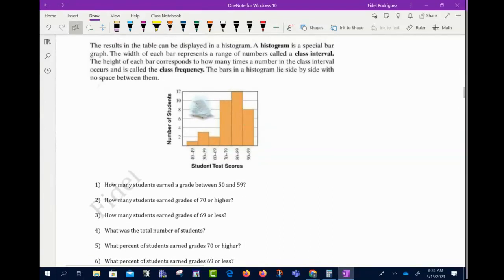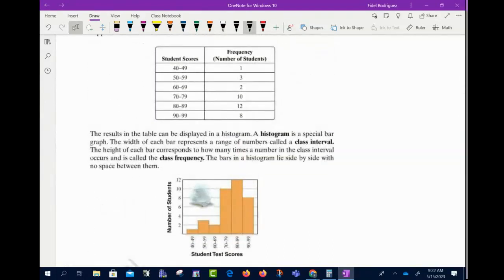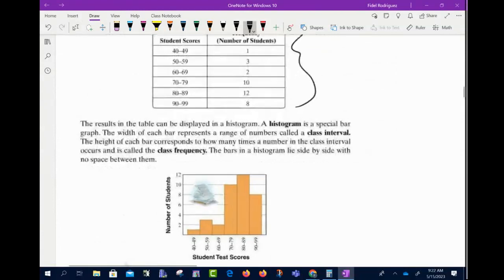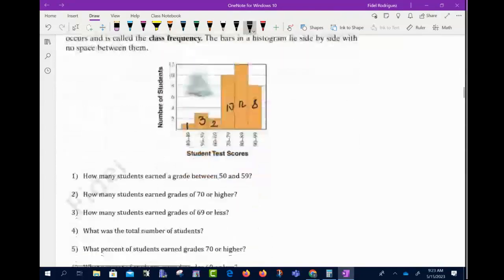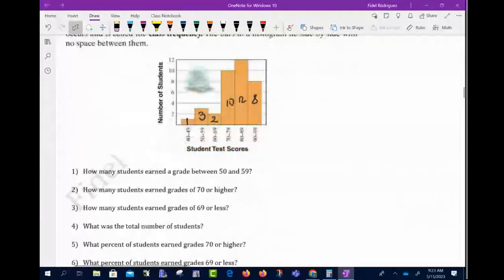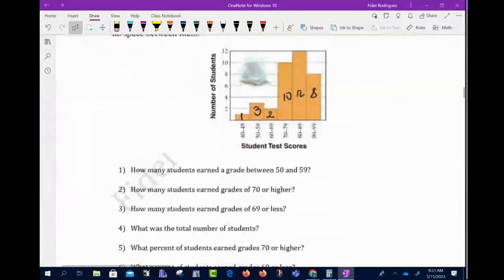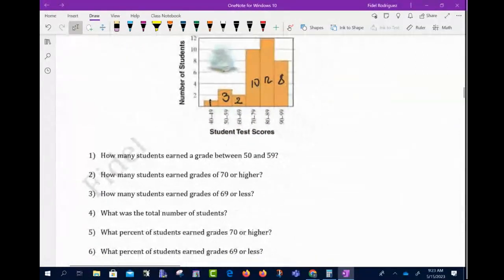So look, the first thing I'm going to do, y'all, is use the information given to me in this table to label my histogram. So y'all agree that this number here is a 1, that's a 3, that's a 2, that's a 10, that's a 12, and that's an 8, right? And all I'm doing, y'all, is just copying the numbers from there, okay? The reason I want to do that is so I don't have to keep scrolling back and forth, okay? So look, let's see if we can answer the questions.